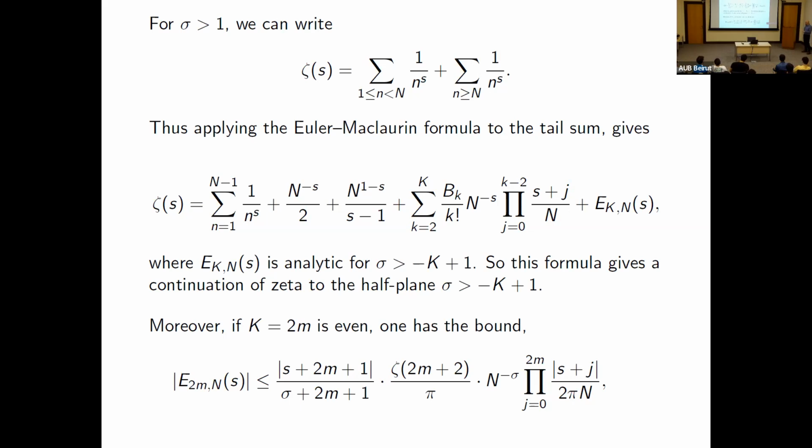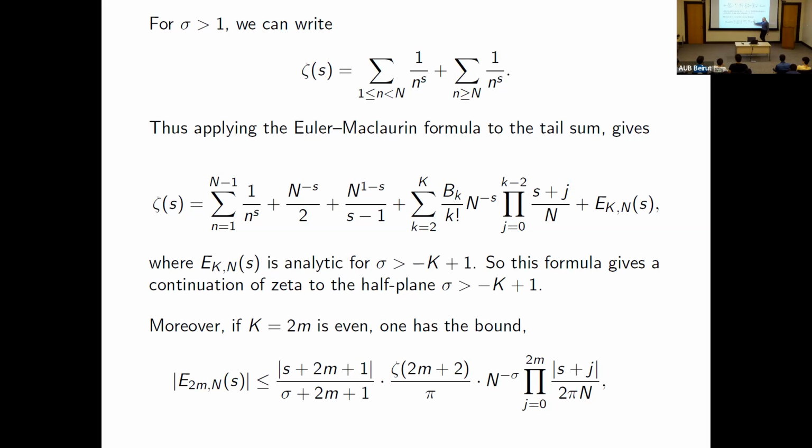what is the size of this remainder term? The main thing to observe is this product here. In this product you have basically the size of s divided by 2 pi n, and you're taking a product up to 2m. If you want this product to be small, you can do it by making sure that each term is small. If you think of s as approximately equal to the height t, then to make this term small, you will want n to be at least t in size.